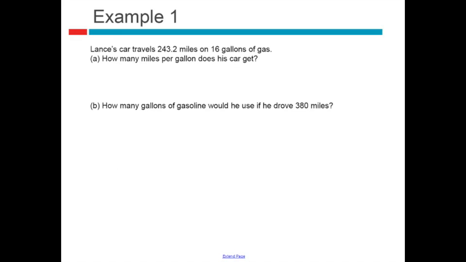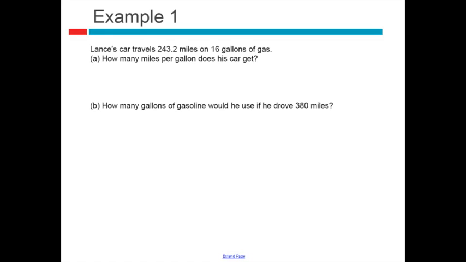In this example, we have that Lance's car travels 243.2 miles on 16 gallons of gas. In Part A, we are answering the question, how many miles per gallon does his car get? And in Part B, we ask how many gallons of gasoline would he use if he drove 380 miles.